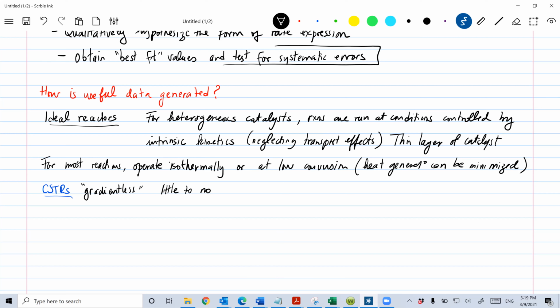What's the line above say? Operate isothermally or at what? Let's see, or at low conversion. Okay.